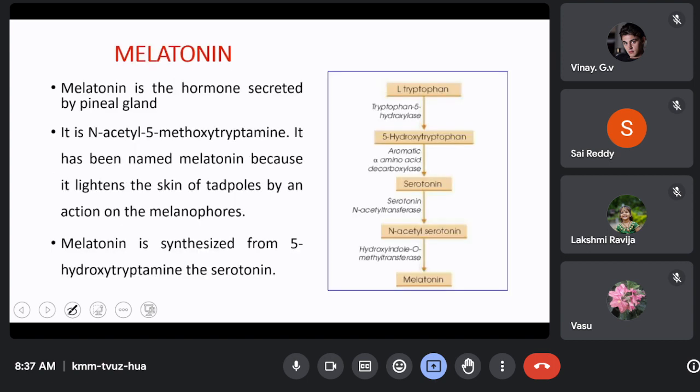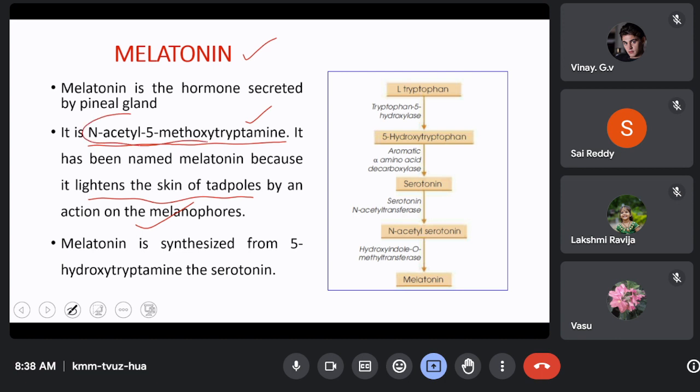And coming to the hormone that is secreted, this is the one you have to remember. The hormone secreted by the pineal gland is called melatonin. Chemically, it is N-acetyl 5-methoxytryptamine. This one you have to remember. It was named melatonin because it lightens the skin of tadpoles by an action on the melanophores. That is the reason why this name is given to it.